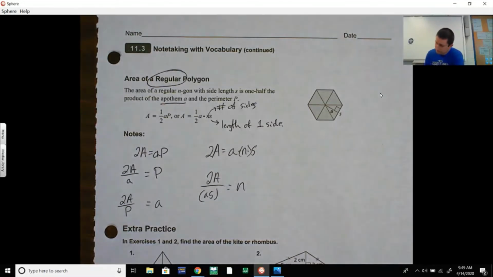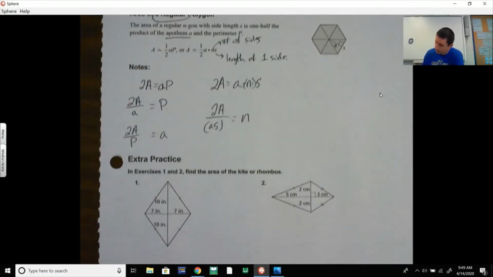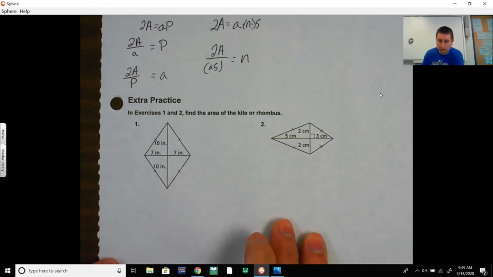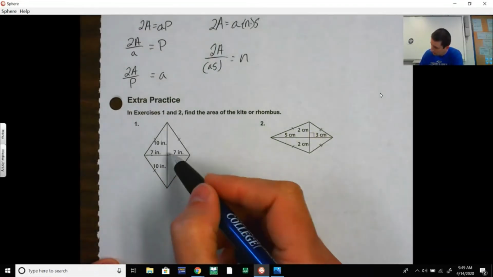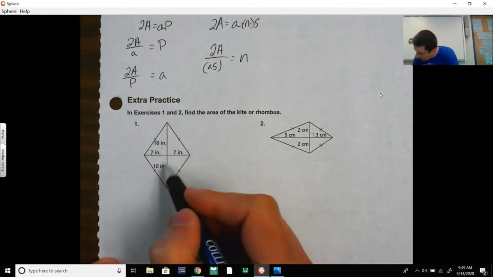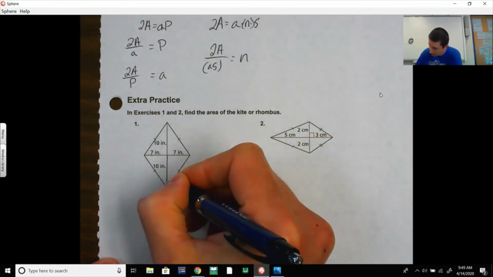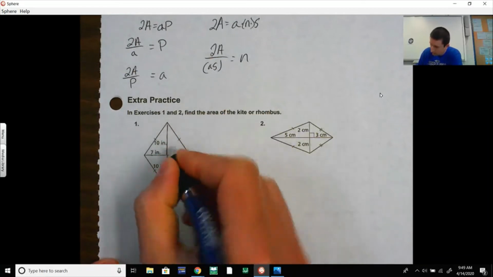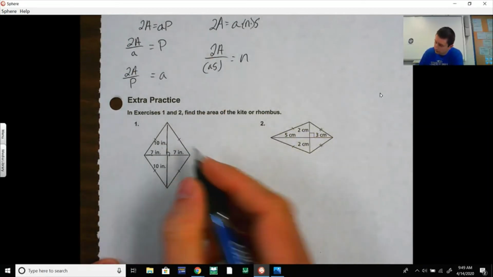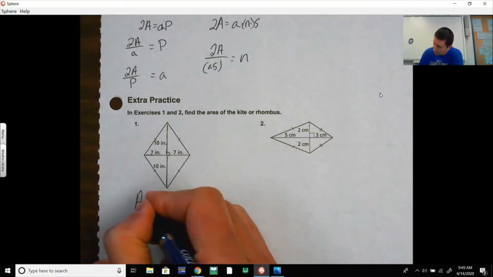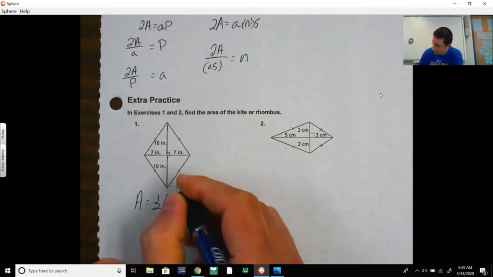Okay, exercise 1 and 2. Find the area of the kite or the rhombus. So here is a rhombus, and it appears that, I think this 10 inches is supposed to be this diagonal. 10 is up here. These two are bisecting each other at a 90-degree angle then, because it's a rhombus. So the area is 1/2 of diagonal 1 times diagonal 2.